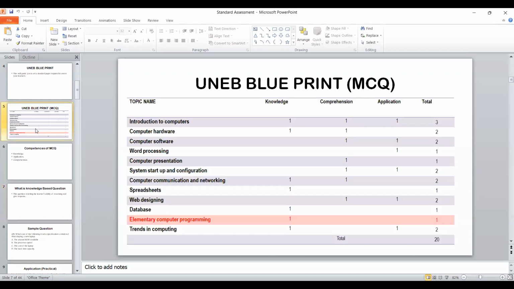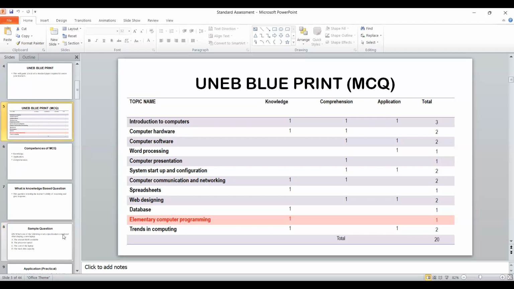Then you must know the topics here. Introduction to computers, computer hardware, networking, spreadsheets, databases, elementary programming, and trends. And that makes a total of 1, 2, 3, 4, 5, 6, 7. 7 questions only about knowledge. There must be only 7 questions testing the learner's ability of reasoning about computers.